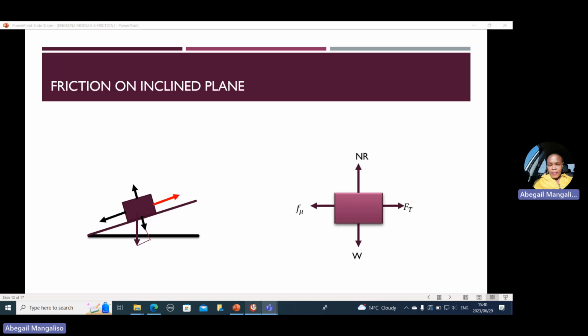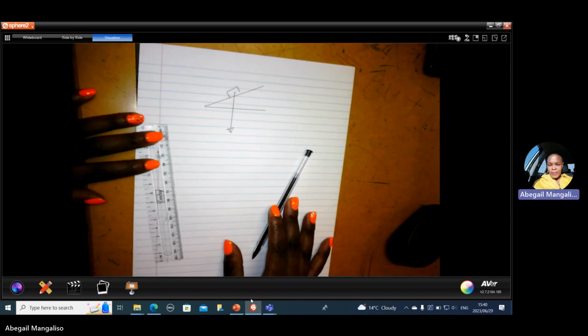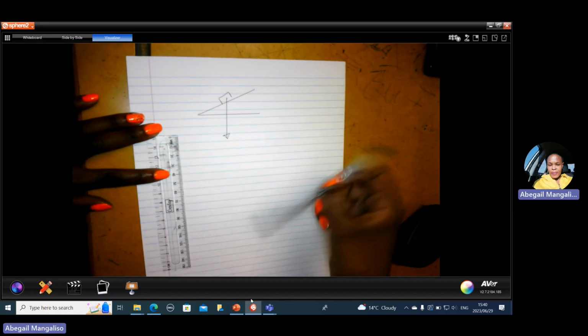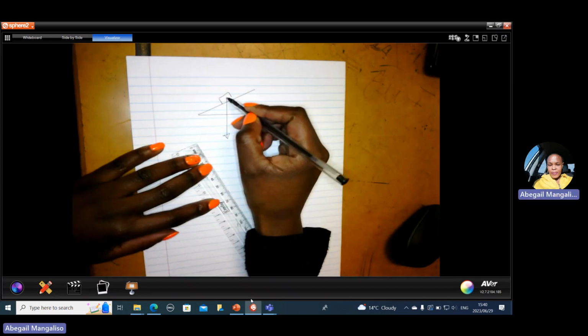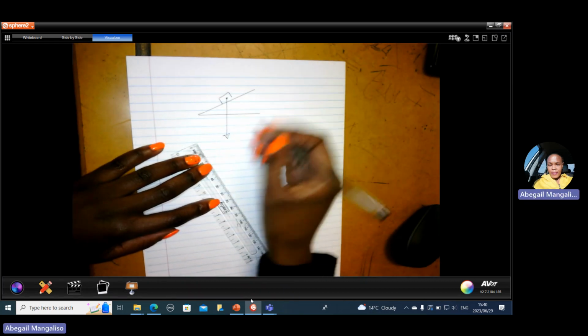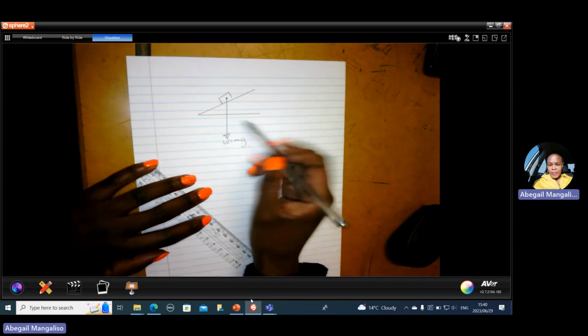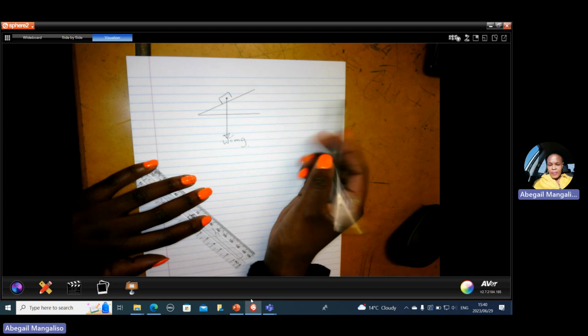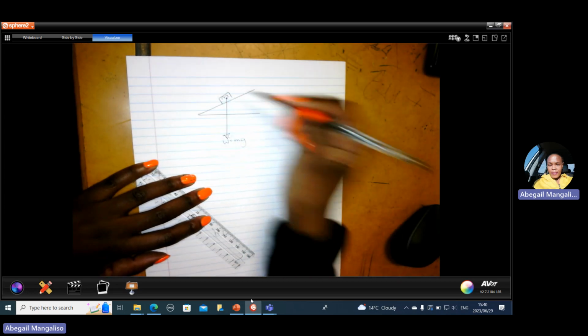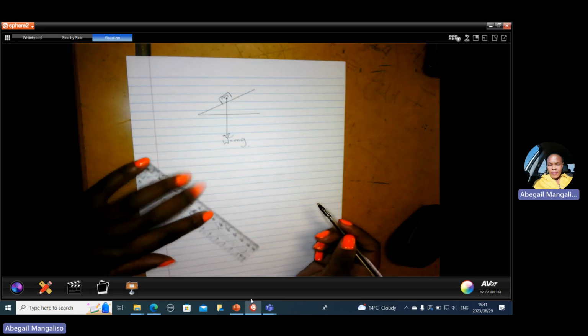Now let's have a look at this diagram. I want to sketch it here and explain using it. The weight from the center of the object acts down, so this is W equal to mg. In some questions, you can be given the weight in newtons, but in some questions you can be given the mass of the object in kilograms.